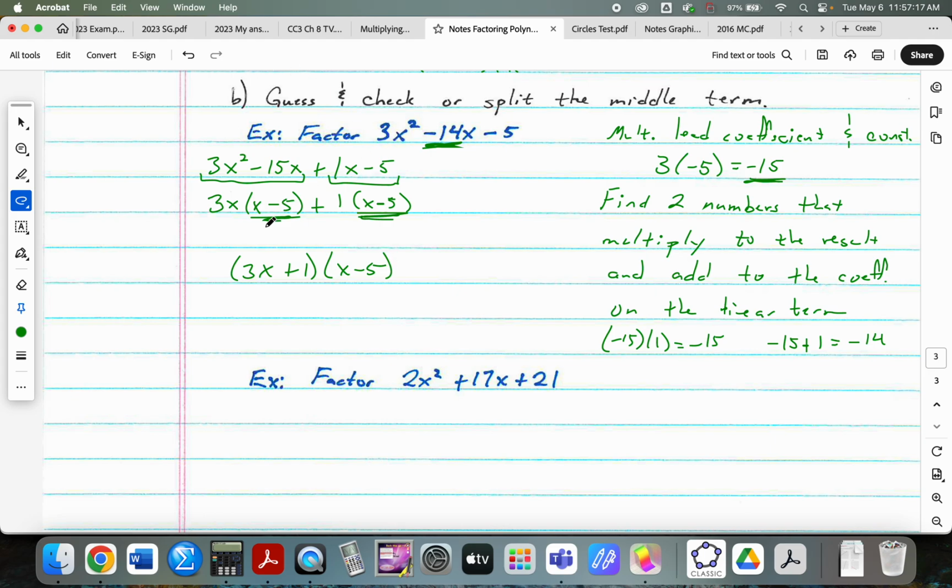Well, I knew one of them was going to start with 3x and the other one was going to start with x. And then a very little bit of guess and check and I could have gotten here. Okay? But sometimes this first is like a 12x squared and you're like, okay, because it could be 12 and 1, it could be 6 and 2, it could be 3 and 4. And then you've got to do all the possibilities for the last term. It just gets to be too much.